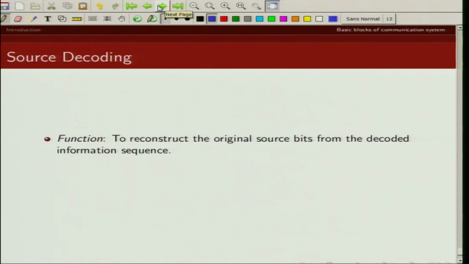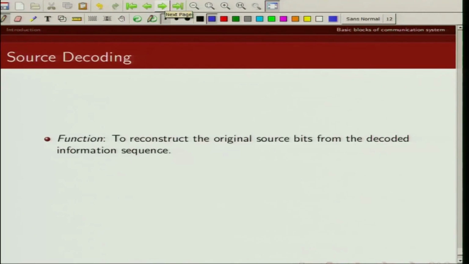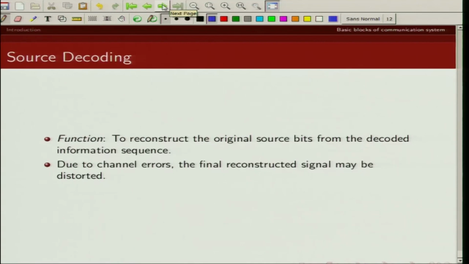What you get at the input of the source decoder is compressed bits. Now you want to recover your original sequence. That is done by the source decoder. So you want to reconstruct the original source bits from the decoded information sequence. Now due to errors introduced by the channel, there might be some errors in the final reconstructed signal. So it's possible that your signal may get distorted as a result of that.